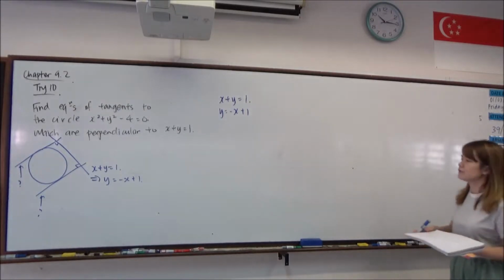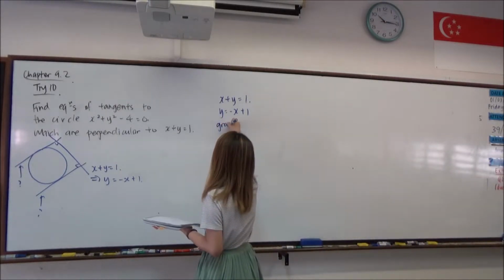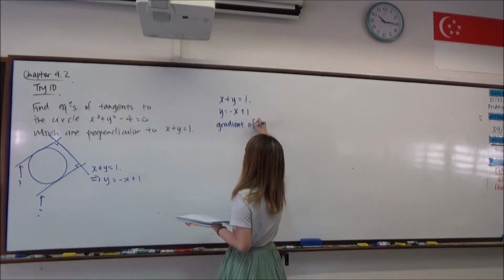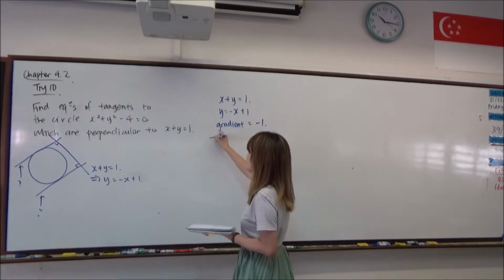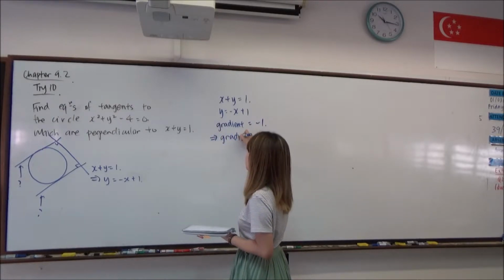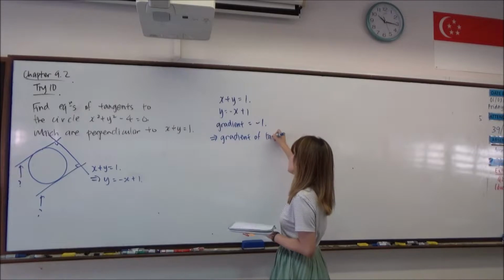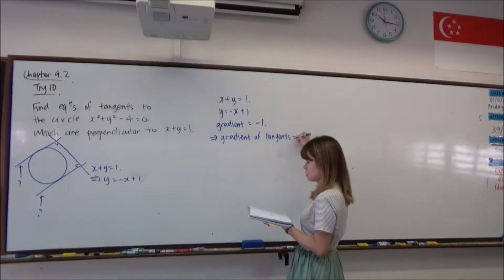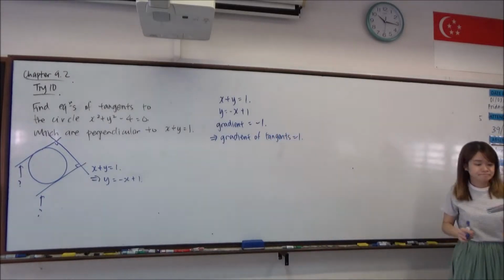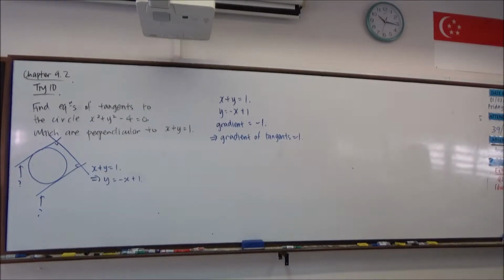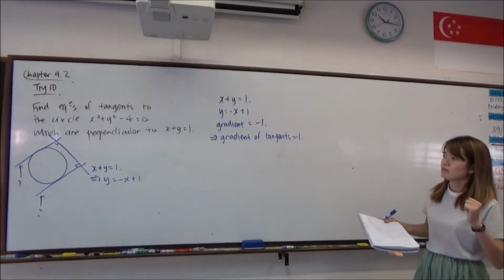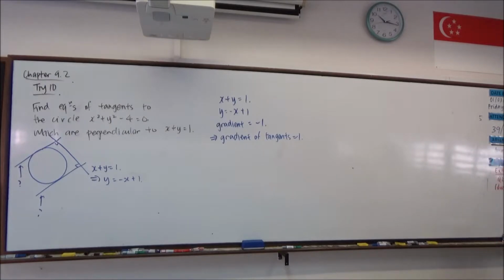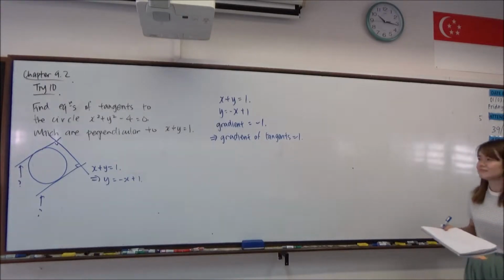We can find the gradient of this line. So this gradient will be equal to negative 1, which implies that the gradient of the tangents will be 1. But so what? We know the gradient of the tangents, so what else could we do to find out more about these tangents?